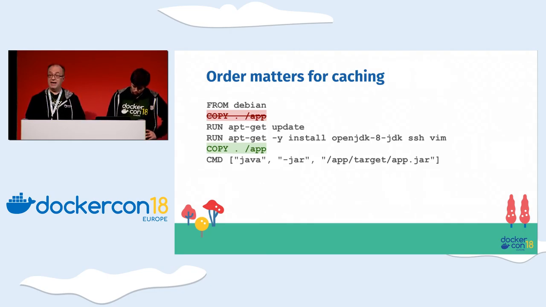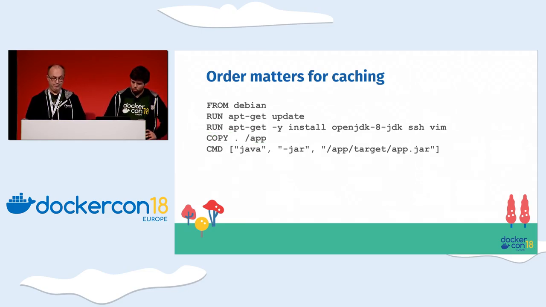So let's move it to the end so that we can make sure that the apt-get update and apt-get install is cached, and we don't have to run that every time. So we moved it to the end. Now, changing a file will no longer bust the cache of installing the packages. And we reduced the build time we tried from 58 seconds to 1 second, which is quite an improvement, but sorry, no more coffee breaks in between.